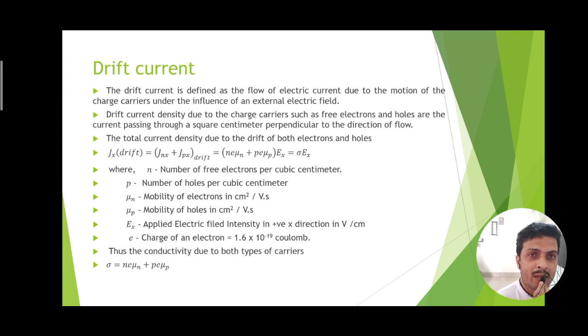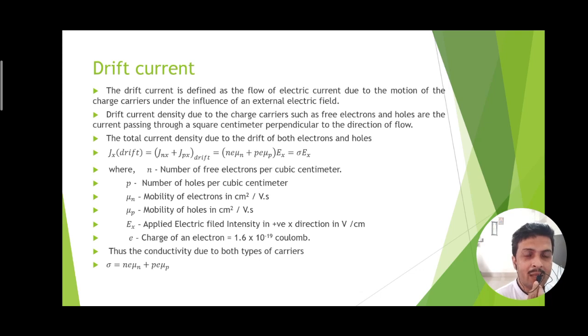Each of these quantities is further written as a product of the carrier concentration of electrons n, the electron charge e, the mobility of electrons mu n, and the external electric field Ex. Similarly, the hole drift current density is the product of the hole concentration p, the electron charge, because hole charge and electron charge are the same in magnitude, the mobility of holes mu p, as well as the externally applied electric field.